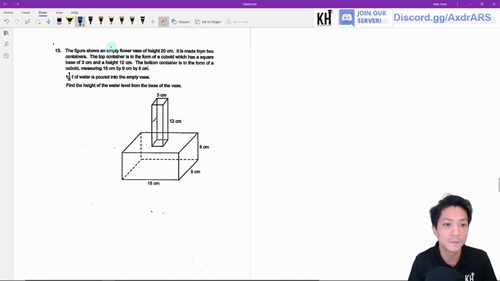Question 13. The figure shows an empty flower vase of height 20 cm. It's made up of 2 containers. The top container is in the form of a cuboid which has a square base of 3 cm and a height of 12 cm. The bottom container is in the form of a cuboid measuring 15 by 9 by 8. 1 and 1/8 liters of water is poured into the empty vase. Find the height of water level from the base of the vase.